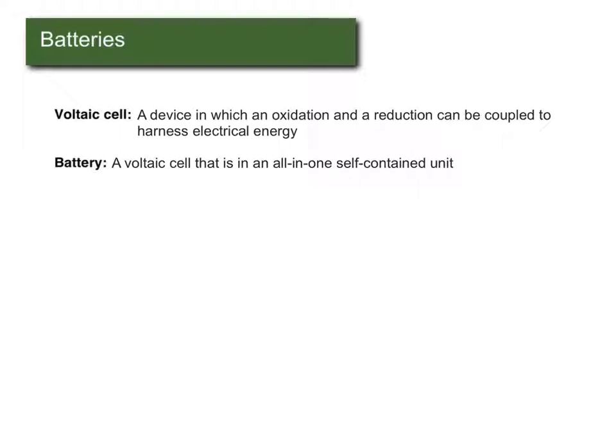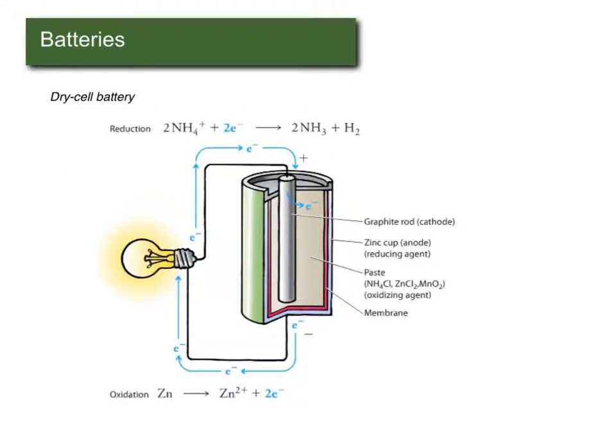The design differs a little bit, but they both follow the same principle, which is that you have a material that's oxidized and a material that's reduced, and they're connected by a medium in which electrons can flow. On the previous slide, that medium was the salt bridge, and in a battery it's designed slightly differently. Here we have an image of a dry cell battery, and I don't expect you to be able to recreate this image, but just wanted to show you that a lot of the same pieces are here.